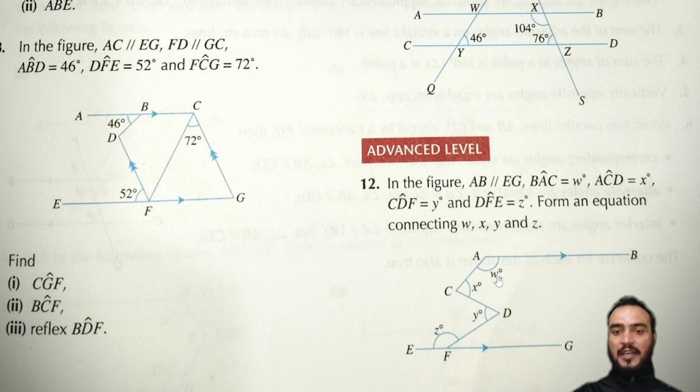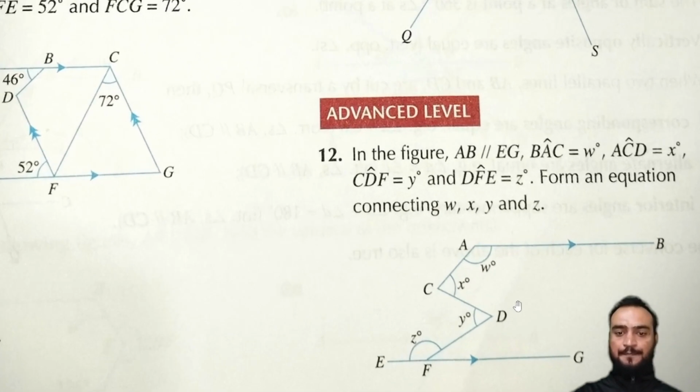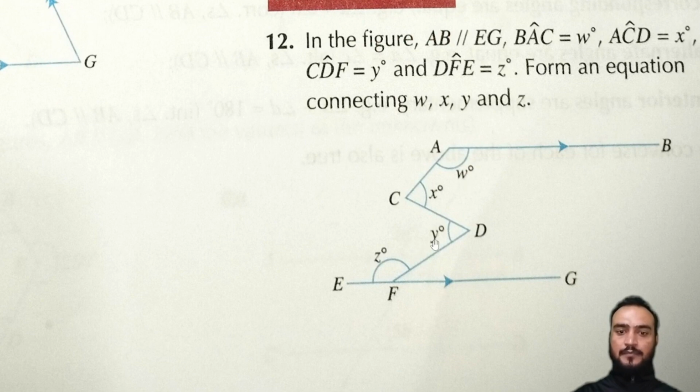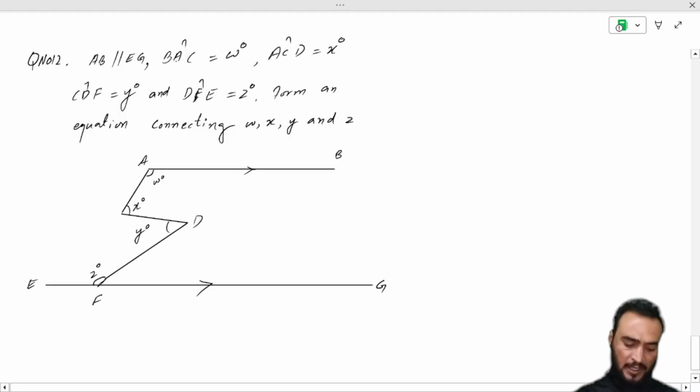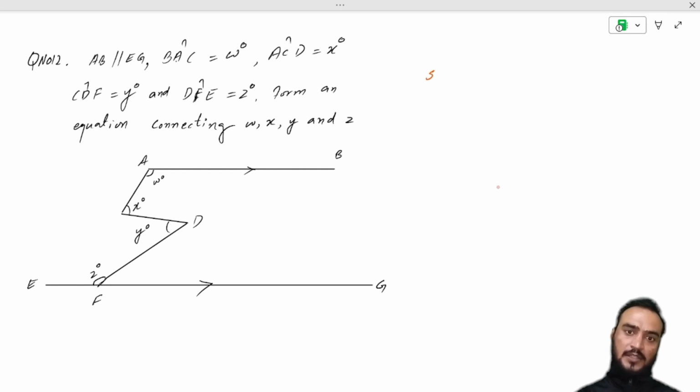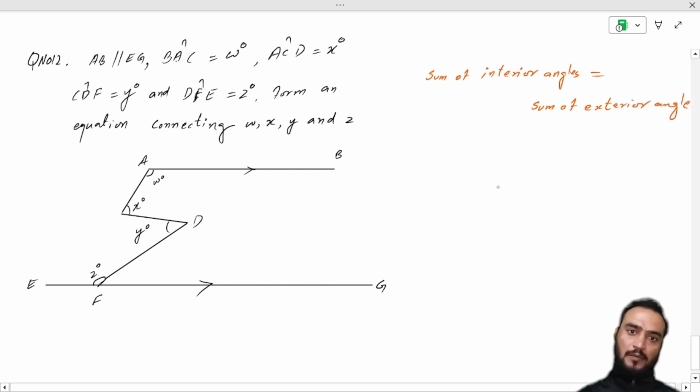So these are four angles. In this question, two of these angles are exterior angles, that is, y degrees and z degrees are the exterior angles, but x degrees and w degrees are the interior angles. Before solving this question, you must know that the sum of interior angles is equal to the sum of exterior angles. You can write the formula in the solution.